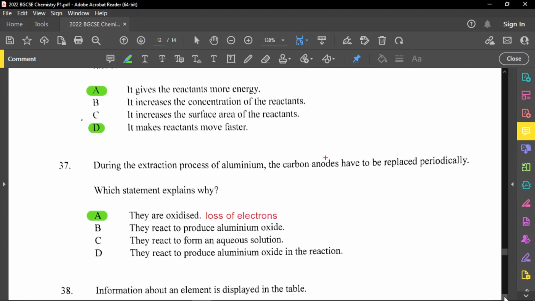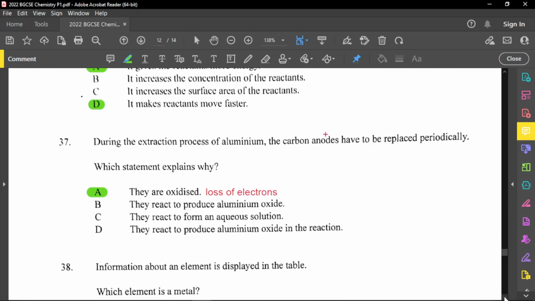All right, so question number 37: during the extraction process of aluminum, the carbon anodes, and I just want to make a note right there, the carbon anodes, which are positive, anodes are positive, have to be replaced periodically. What statement explains this? The answer there is actually that they are oxidized because they lose electrons. Because you have lots of electron transfer taking place, they will break down. When they oxidize, they start to break down, so you really have to replace them over a period of time. All right, the other options are not correct.